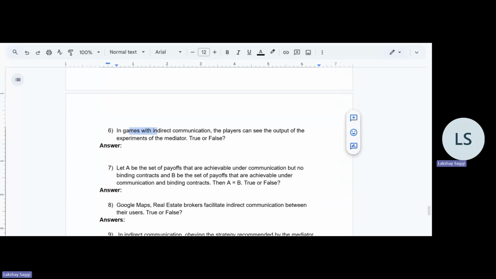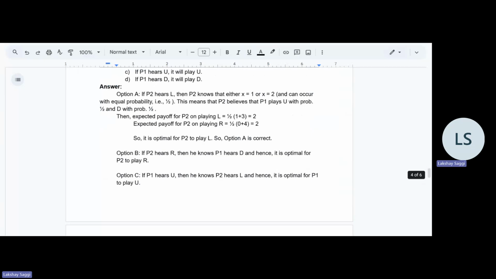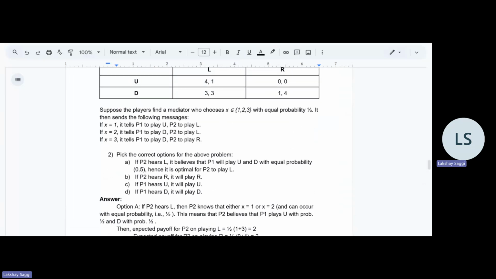Sixth question says that in games with indirect communication, the players can see output of the experiments of the mediator. Is this true or false? So as we have already said, in games with indirect communication, if the players could see the output of the experiments of the mediator, for example in this question, if the players could see what x was actually equal to, was x equal to 1 or was x equal to 2. If P2 was told to play L, then he could only guess with probability half that it was x equal to 1, and with probability half it was x equal to 2.